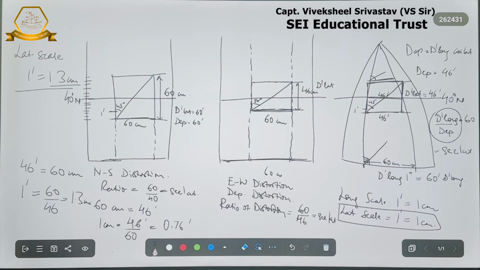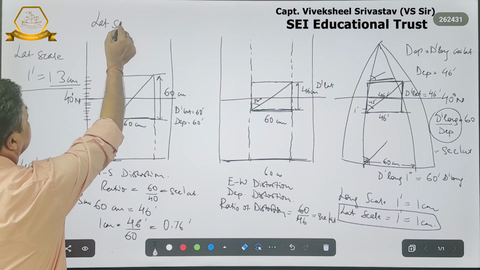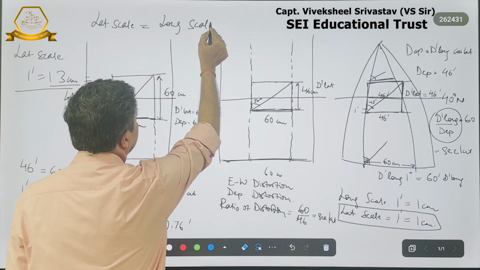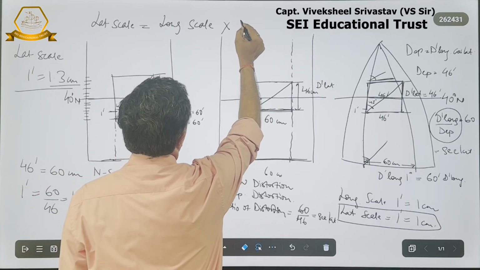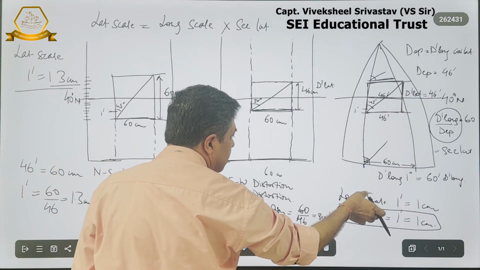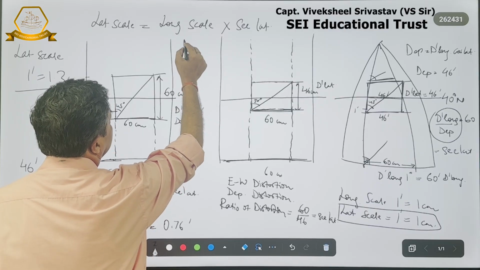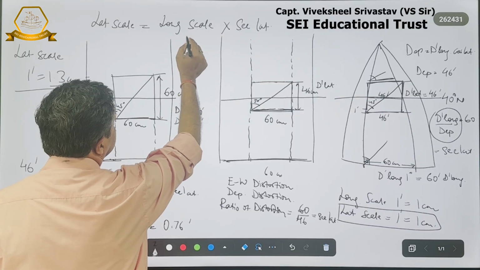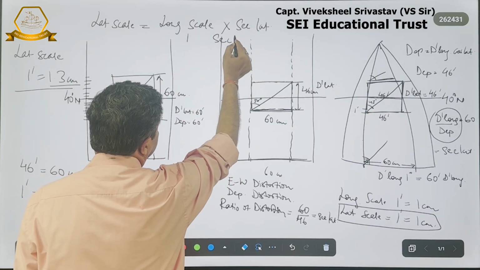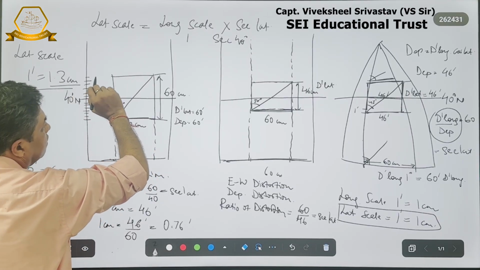Okay. So from here only that formula comes, that latitude scale is equal to longitude scale into secant of latitude. So whatever was longitude scale, 1 minute is 1 centimeter. So how many centimeters are there in 1 minute? So 1 centimeter, and then you take secant of latitude, secant of 40 degrees, and you will get how many centimeters are there in 1 minute of latitude.